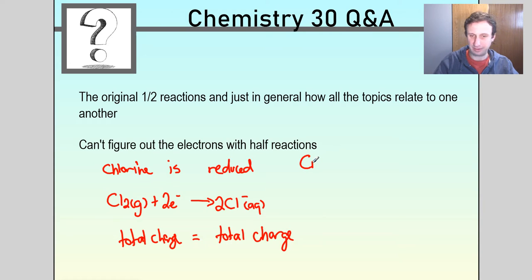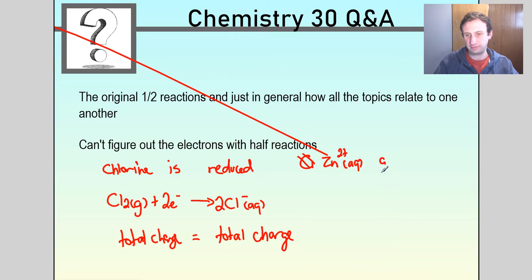I'm not loving that example. Let's go ahead with something else. Let's go with something like Zn2 positive aqueous gets reduced. So the zinc ion is turning into zinc, right? So I would start out with my Zn2 positive aqueous. That would be my first reactant. And I'm making Zn solid.